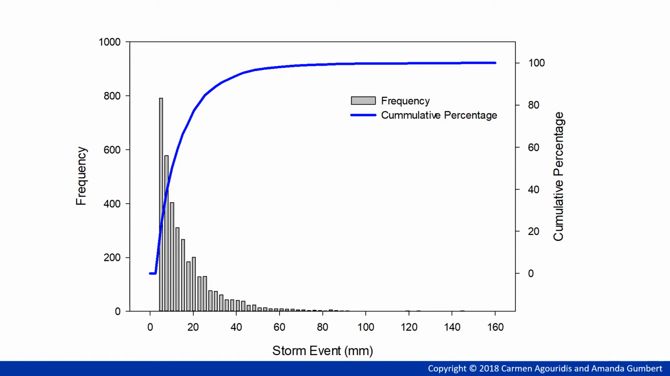The reason LID focuses on small storms is that they occur frequently, whereas large storms occur rarely. This graph is a histogram of 30 years of 24-hour storm event data from Lexington, Kentucky. Most storms are small, less than 25 millimeters or 1 inch in depth. LID designs call for designing to capture and infiltrate these smaller storms. Often, a 1-inch rainfall event is used.